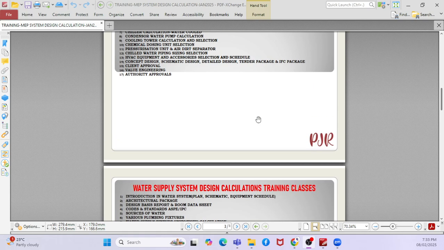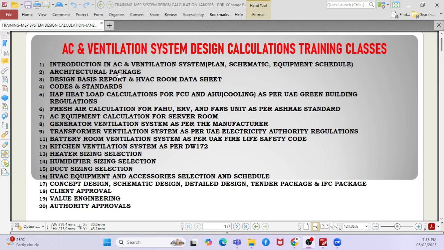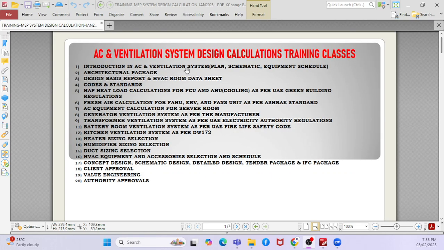When you start with the air conditioning design calculation, we will discuss the introduction to air conditioning and ventilation systems. Then we have the architectural package, the design basis report, HVAC room data sheets, then codes and standards. Then we have heat load calculations for fan coil unit and AHU as per guidelines.